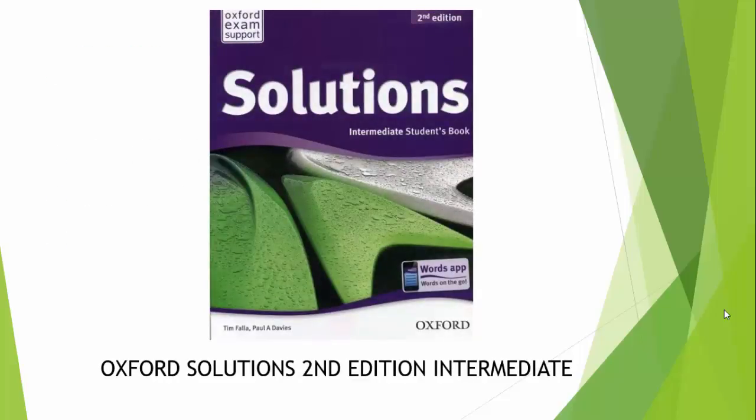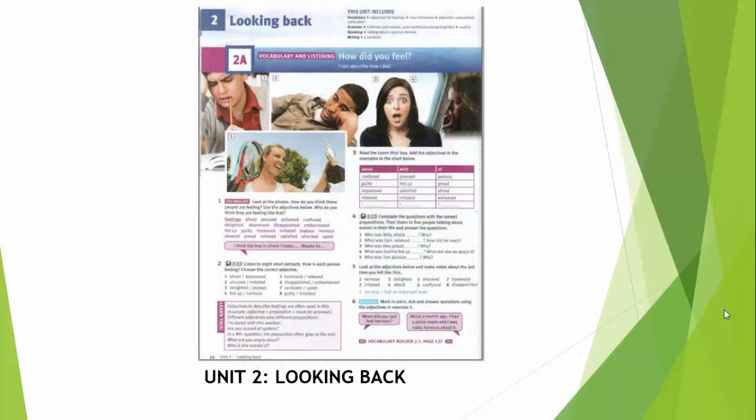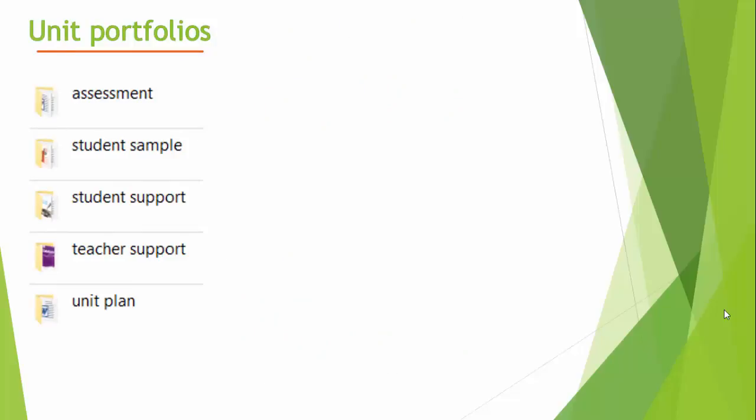Before we go to the main part, the book I'll be teaching is Oxford Solutions, second edition, intermediate student's book. And my unit will be Unit 2, Looking Back. Now let's start by looking at Part 1, Unit Portfolios. Basically, it consists of 5 folders.